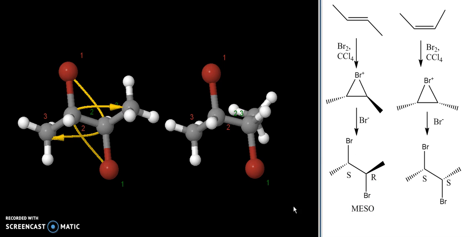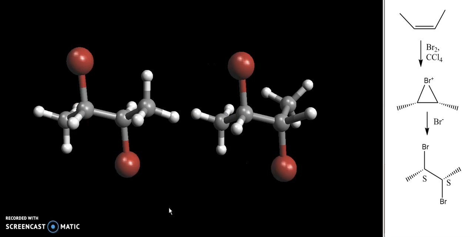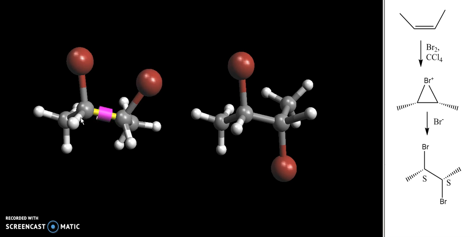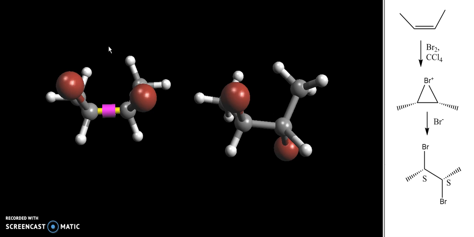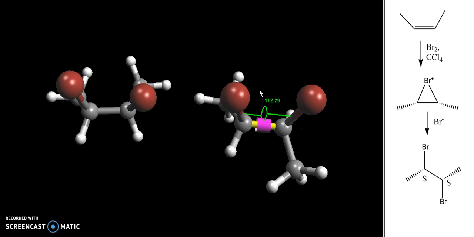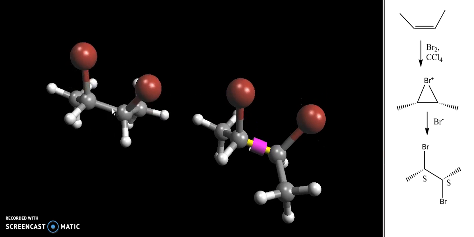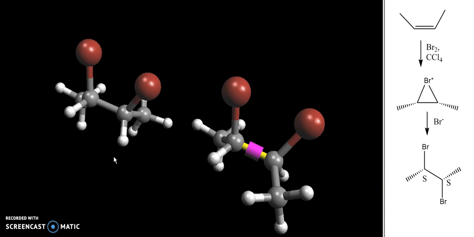There's another way we can look at this if you're not convinced. I have my trans and my cis product drawn here, and I can actually rotate around this bond. And when I do that, you can see for the product that was trans, I get a molecule that has a plane of symmetry right down the middle. But if I did the same thing for this one, I don't get that. So the product from the trans 2-butene is the meso compound.